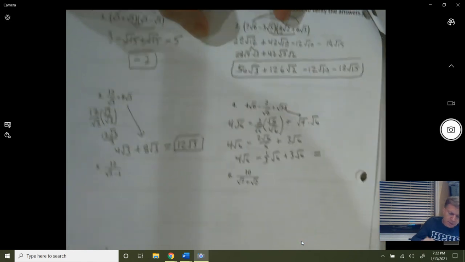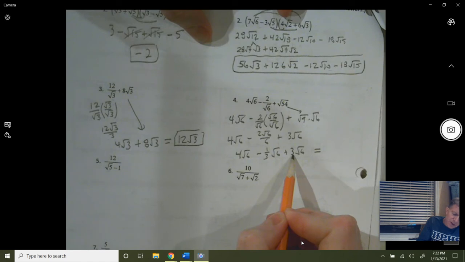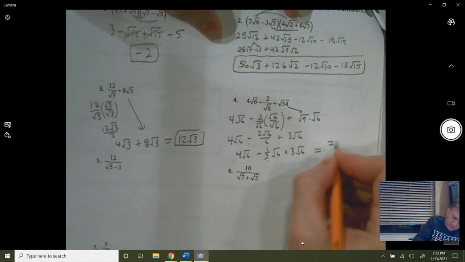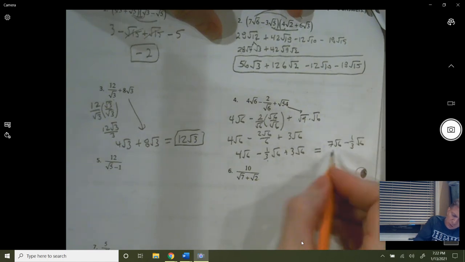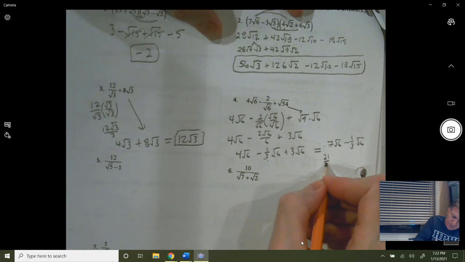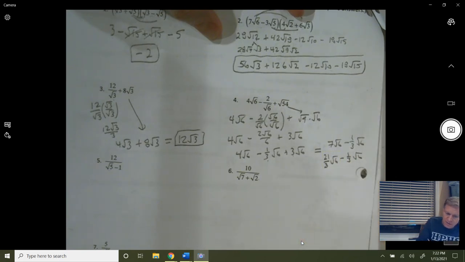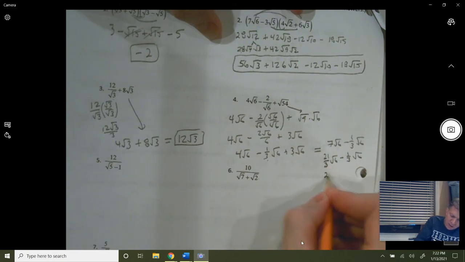Okay, so how many rad 6s do we have? Well, 4 rad 6s plus 3 rad 6s. That's 7 rad 6s minus 1/3 rad 6. 7 would be 21/3 rad 6 minus 1/3 rad 6. Just getting common denominators. 21 over 3, yeah. So that's going to be 20/3, or 20 rad 6 over 3.